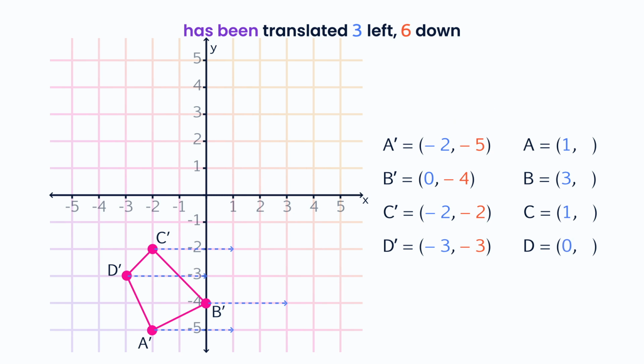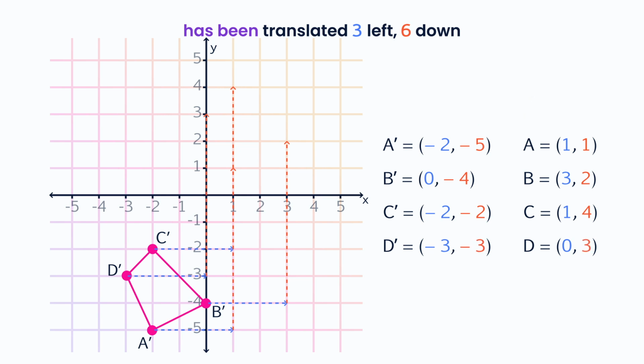Now find the y-coordinates of the original quadrilateral, ABCD, by adding 6 units to the y-coordinates of the translated quadrilateral. The y-coordinate of point A is minus 5 plus 6, which is 1. The y-coordinate of point B is minus 4 plus 6, which is 2. The y-coordinate of point C is minus 2 plus 6, which is 4. And finally, the y-coordinate of point D is minus 3 plus 6, which is 3.